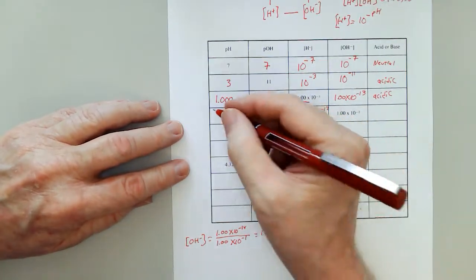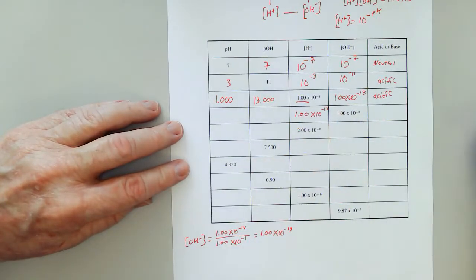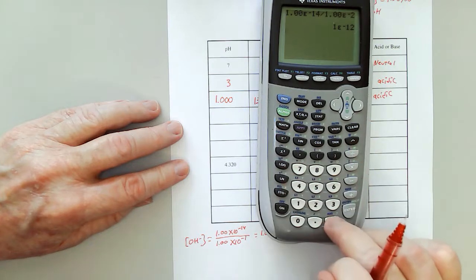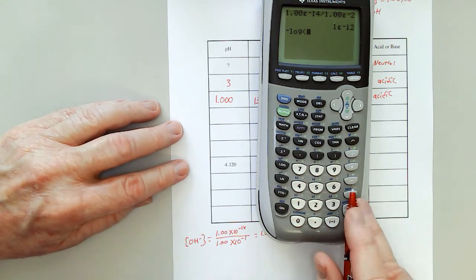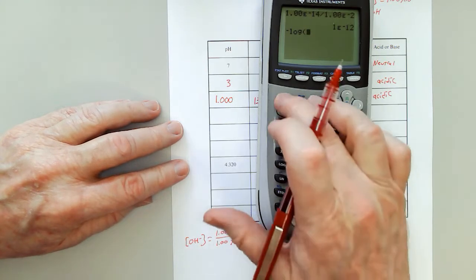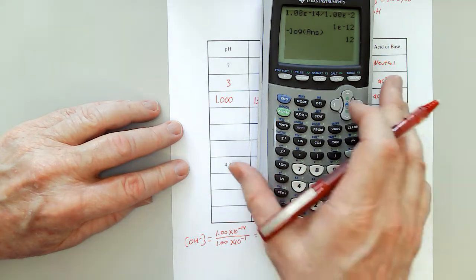Okay. So that means the pH here is going to be the negative log of that number. Well, let's take that. Negative log. And make sure you use the negative sign and not the subtract sign. And then I'm going to put the answer from before. Boom. And I get 12.